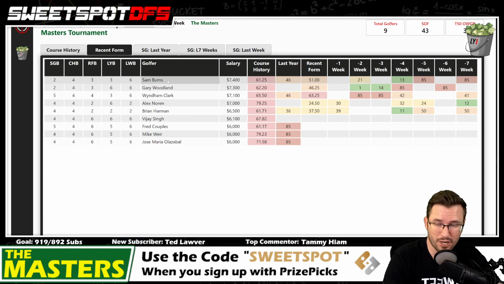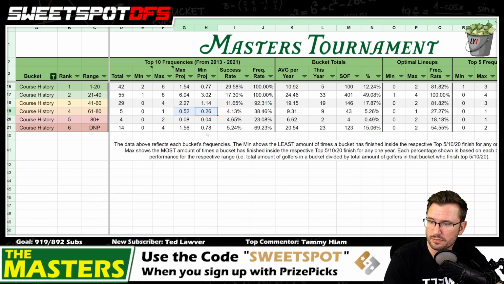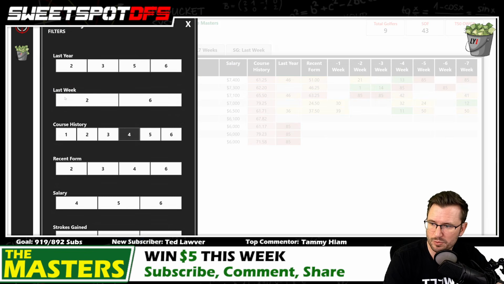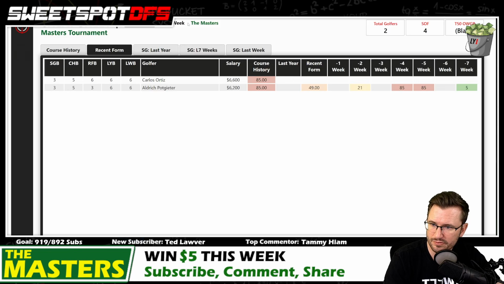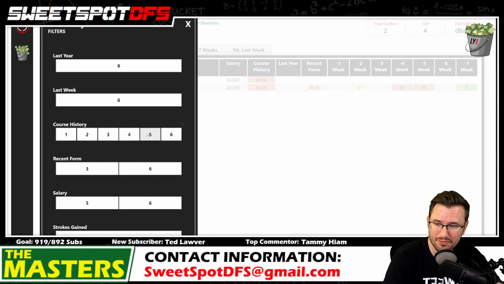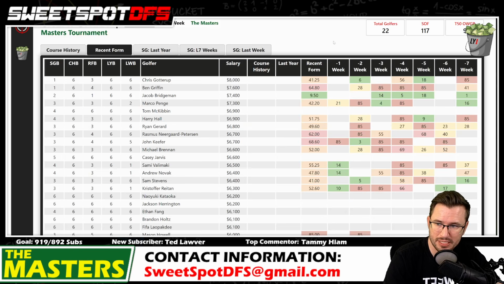Yep, we can move on. The rest of these are 0 to 2s. We only have 2 golfers in this next bucket, so we can probably just breeze through this one. Course history 5s. Carlos Ortiz, he's one of my favorite golfers this week. I mean, he's a good value. Missed cut, that says course history. Okay, that's okay. You don't have to anchor around those guys. You can just allow it to happen.